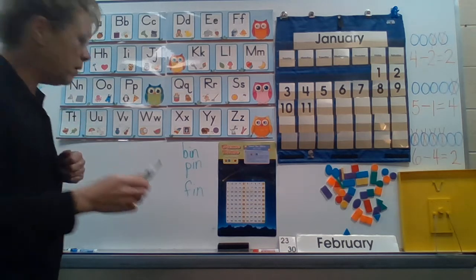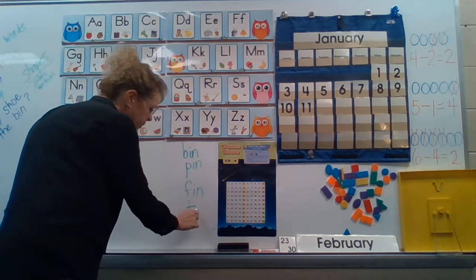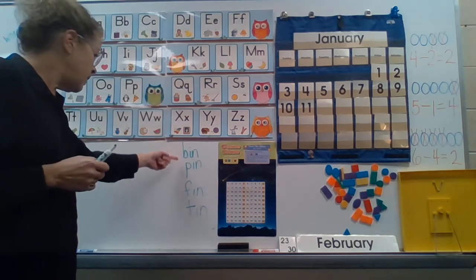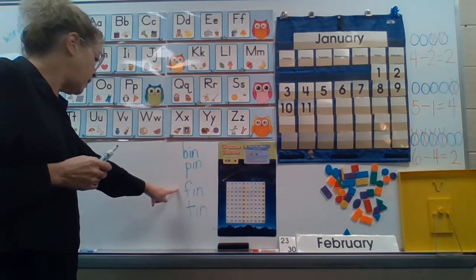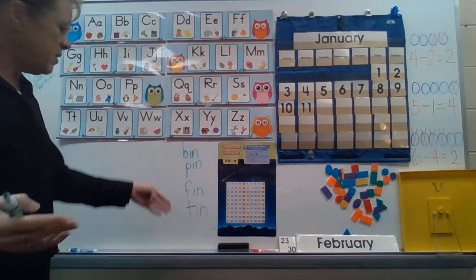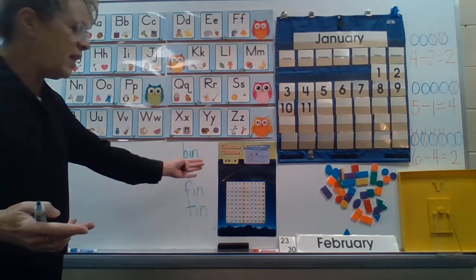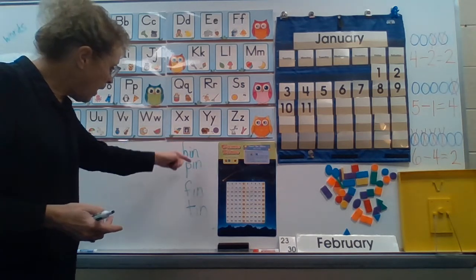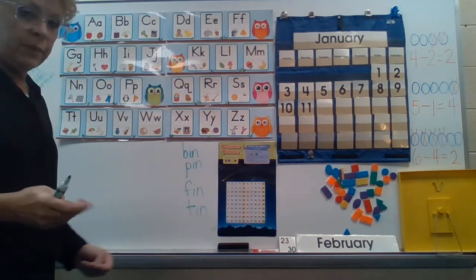And tin, that would be like a metal container. Okay. Bin, pin, fin, tin. Those are all rhyming words, right? Because they all have the same ending sound. And it's a word family because they all end with I-N. All word families rhyme.